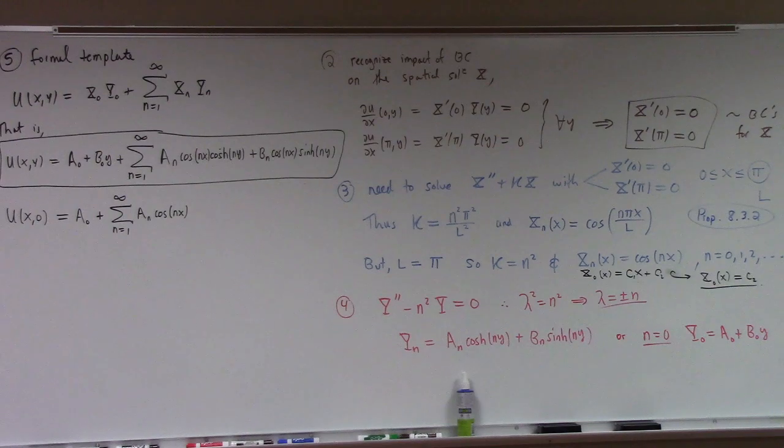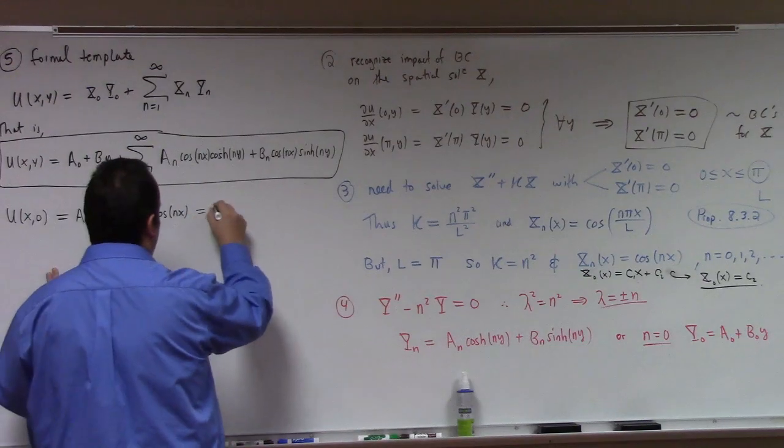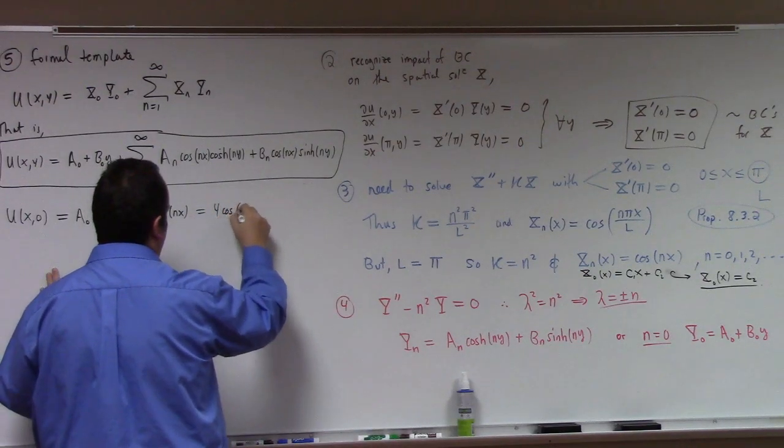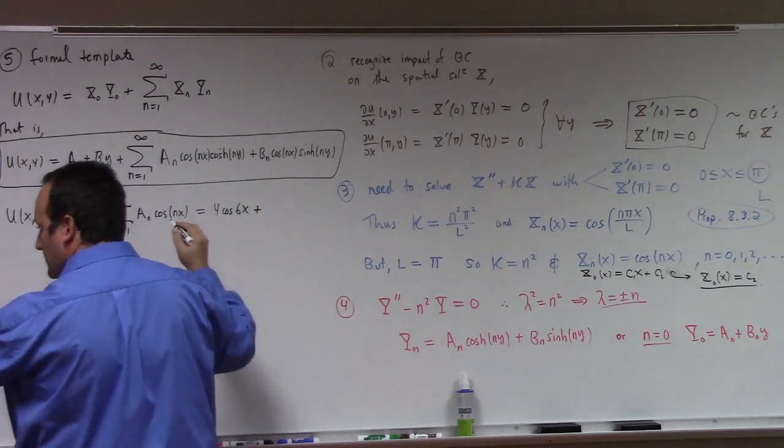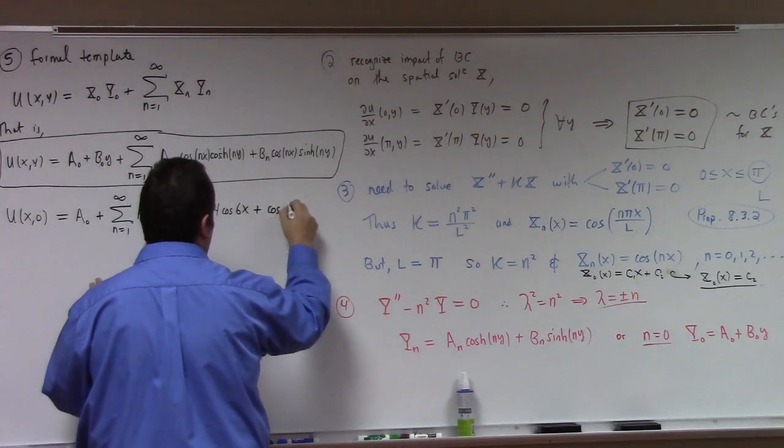So the y boundary condition at 0, when I put it into the formal template solution, gives me just a constant plus the cosine series. But that has to match what? That has to match the given y equals 0 boundary condition, which is 4 times cosine 6x plus cosine 7x.